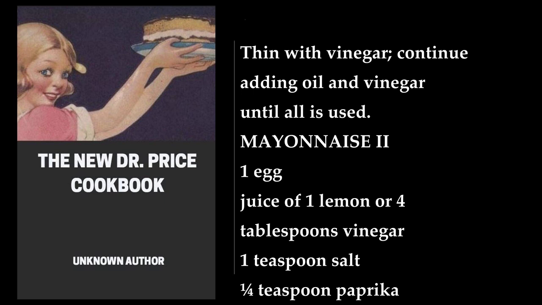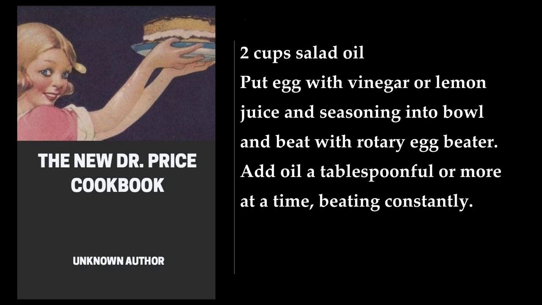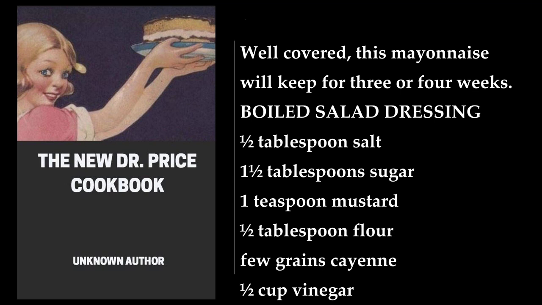Mayonnaise 2. 1 egg, juice of 1 lemon or 4 tablespoons vinegar, 1 teaspoon salt, 1/4 teaspoon paprika, few grains cayenne, 2 cups salad oil. Put egg with vinegar or lemon juice and seasoning into bowl and beat with rotary egg beater. Add oil a tablespoonful or more at a time, beating constantly. Well covered, this mayonnaise will keep for 3 or 4 weeks.